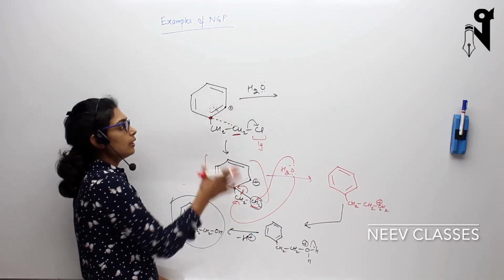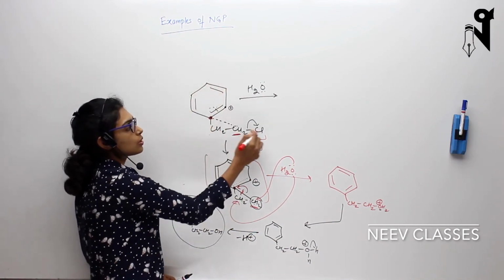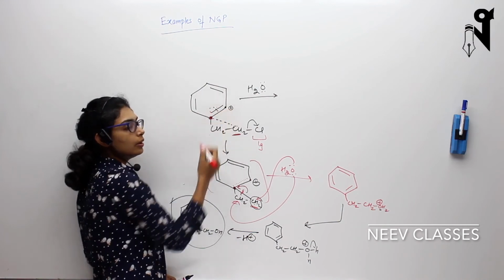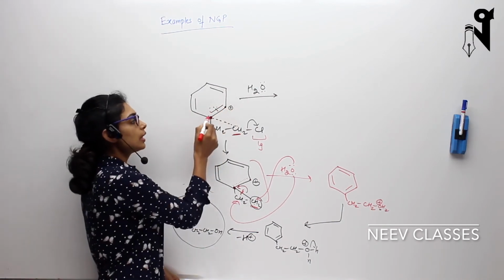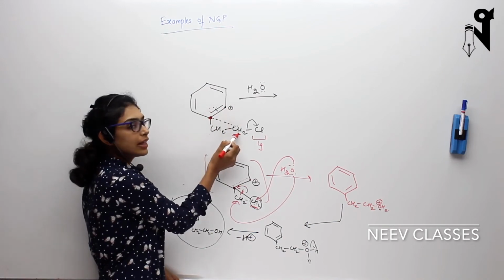Let's summarize this again. We had a benzene ring over here with CH2, CH2, Cl. Now the pi bond here between one carbon of the benzene ring and another carbon will break in such a way that pi electrons will try to form a bond with the alpha carbon.